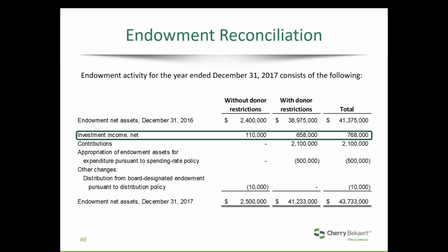And so this is just an example of showing what that endowment reconciliation may look like. So you just have that one investment income net line item, whereas in the past you would have shown your investment income or unrealized gains and losses and realized gains and losses separately.